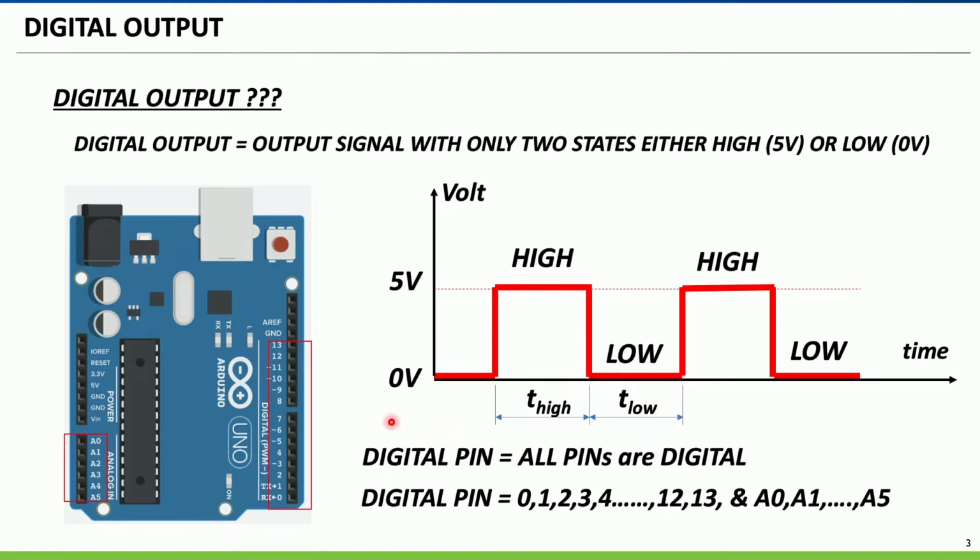and this one is the low time when the voltage output is low. In Arduino Uno, all digital pins are available. All of these are digital pins. Microcontrollers basically calculate or execute digital voltage. So all pins, you can use for digital input or output.